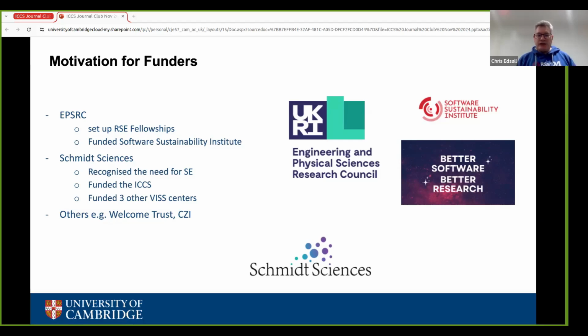But this idea that you should have people who are experts in software engineering collaborating with researchers to make the research software better is something that the funders support. Others like Wellcome Trust or the Chan Zuckerberg Foundation also do the same.